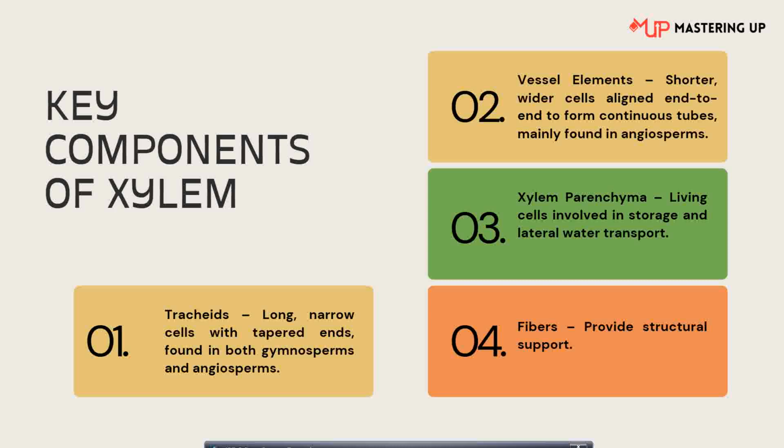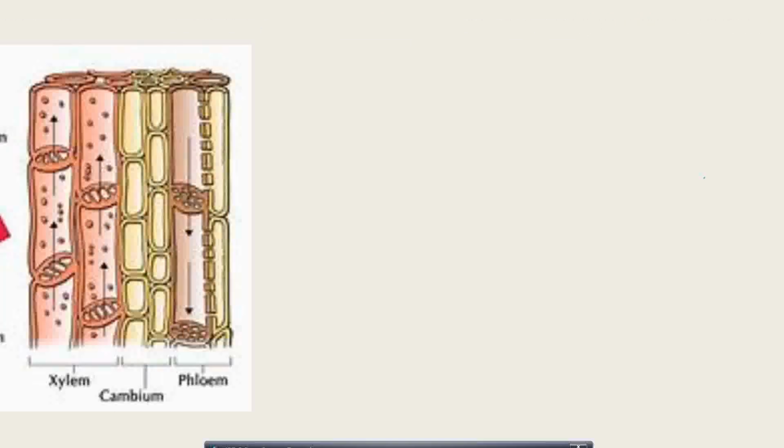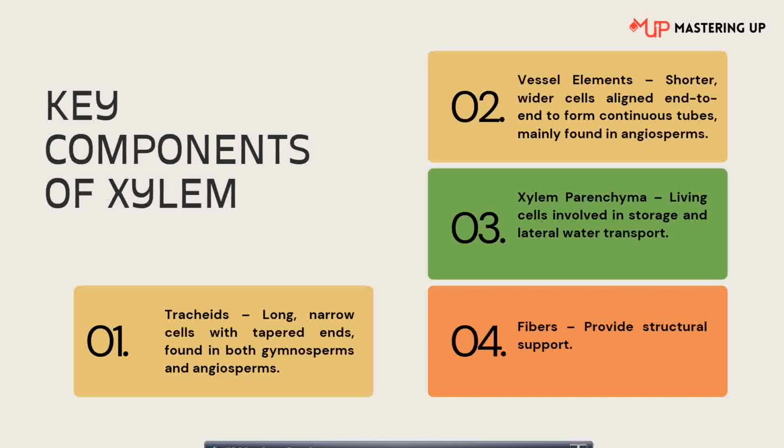Now, xylem parenchyma. They are living cells. Tracheids and vessels are non-living cells, but parenchyma is a living cell involved in storage and lateral water transport. Parenchyma helps in lateral water transport and also in the storage of food. This is the main function of xylem parenchyma.